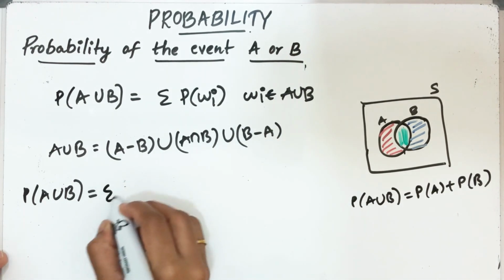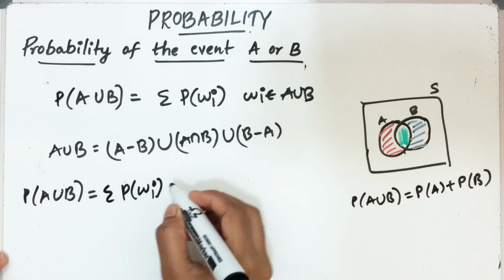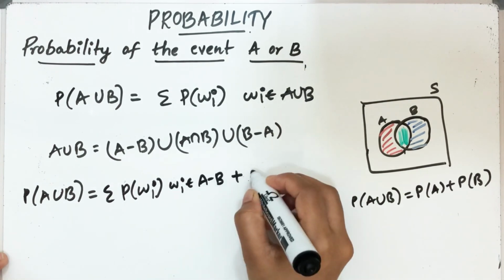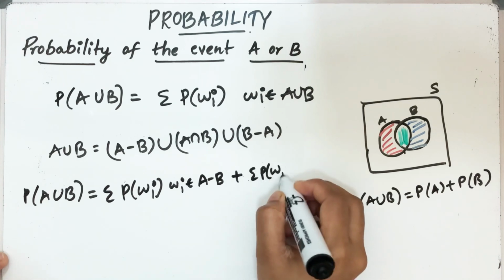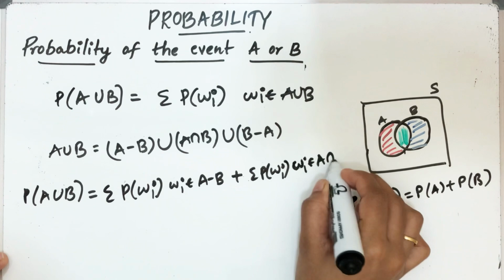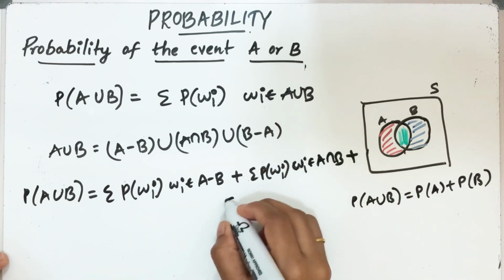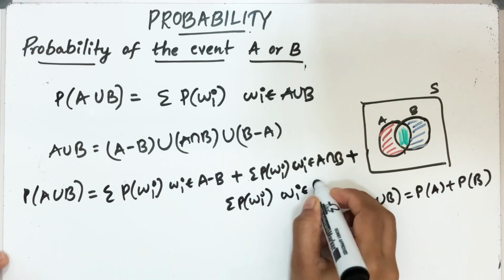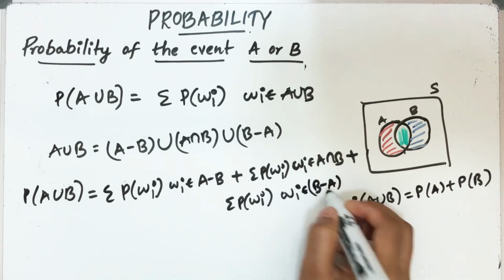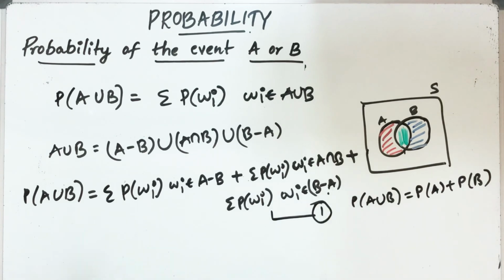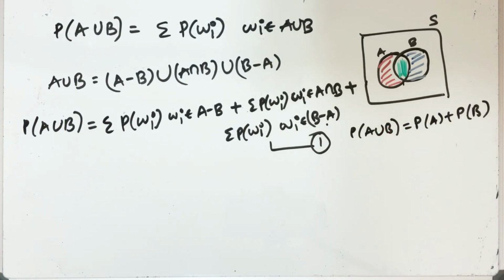So we can write sigma P of Wi, Wi belongs to A minus B, plus sigma P of Wi, Wi belongs to A intersection B, plus sigma P of Wi, Wi belongs to B minus A. So consider this equation as 1. Like that, we can write P of A plus P of B also.